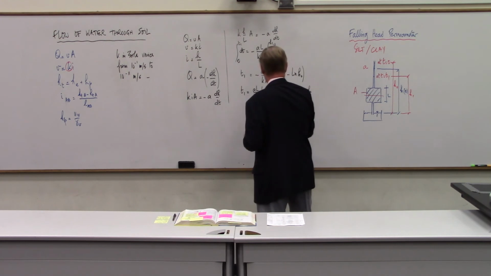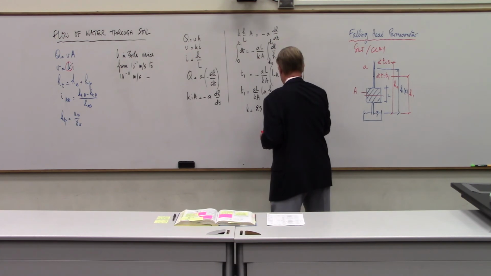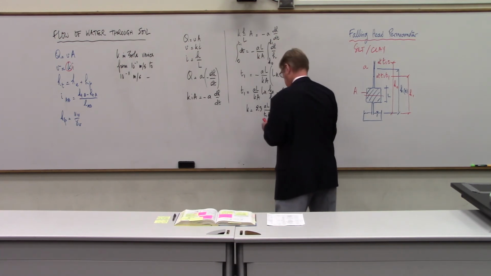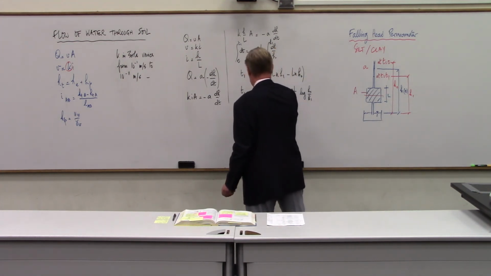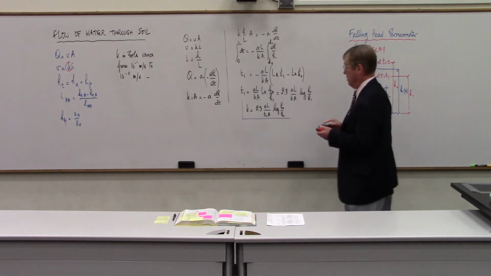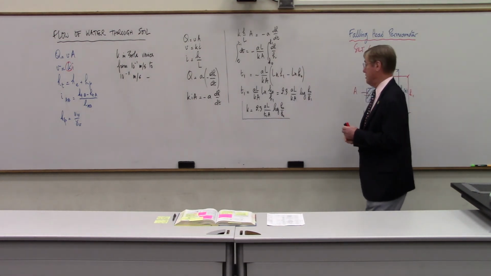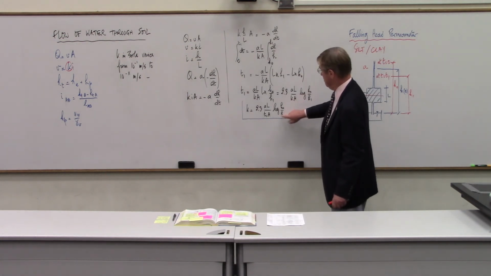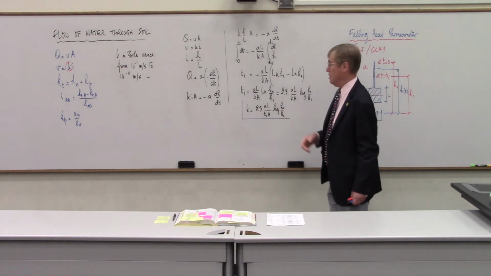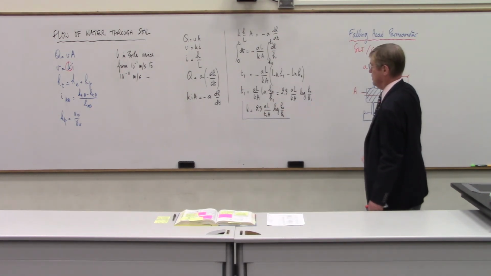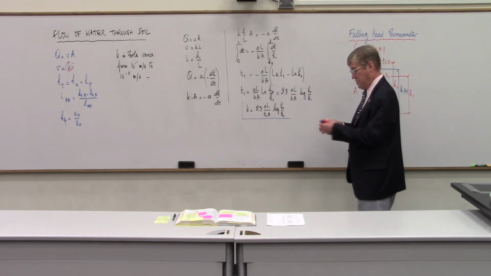So what does that give me? Well, the same thing. T1 goes in there. 2.3 AL over T1 capital A, log of H0 over H1. Okay, and that's the equation for obtaining the hydraulic conductivity, the permeability. No dimension. The A are the same dimension. L over T, meters per second. Okay, so it's consistent in units. Well, that's how we measure this.